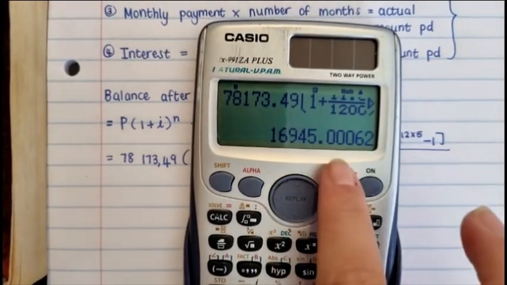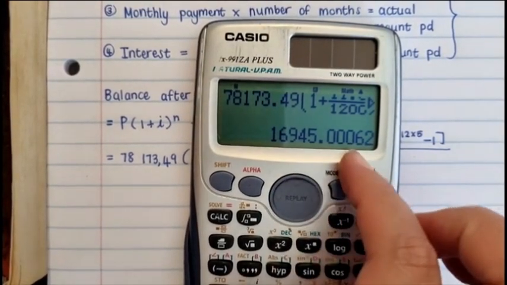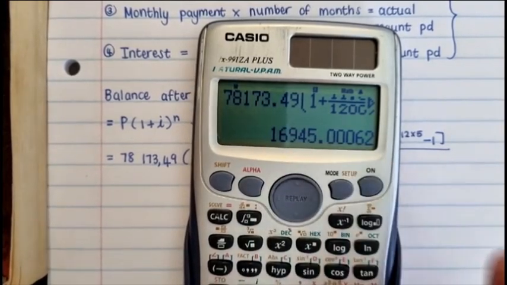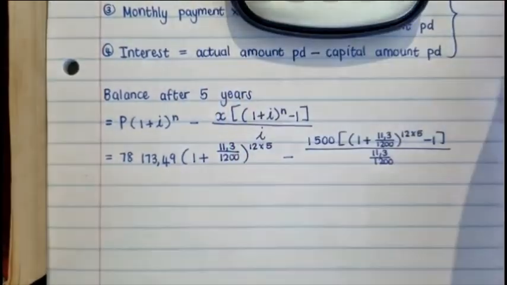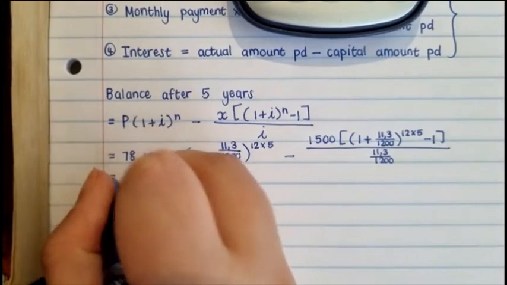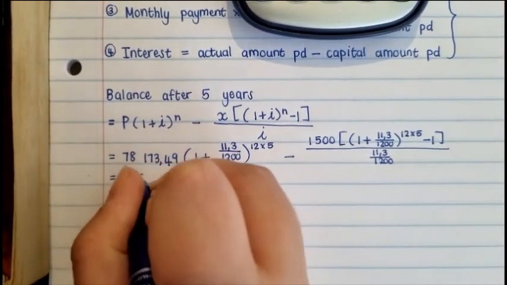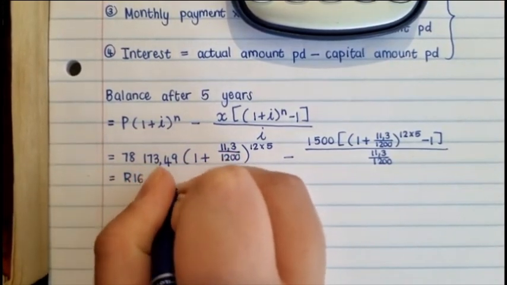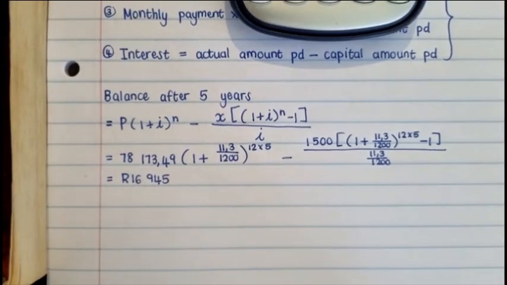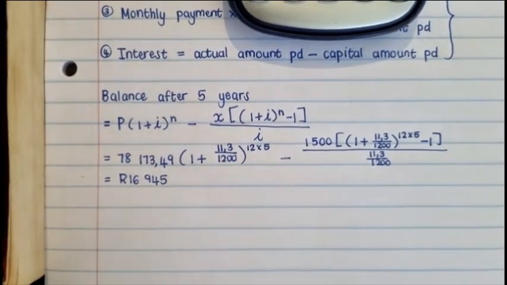after 5 years. Now, because it's a 0, 0, 0, and then a 6, we can just round this to 16,945. So that is what Mpho owes after 5 years. All right.